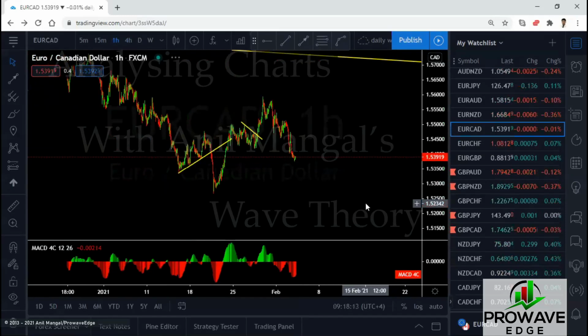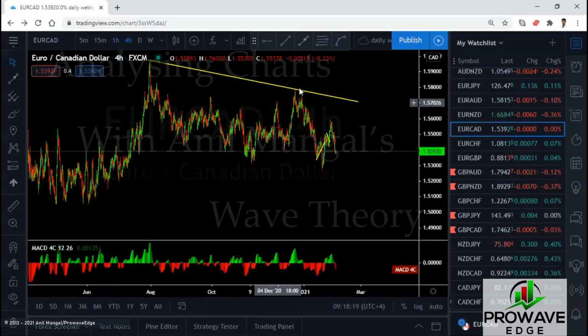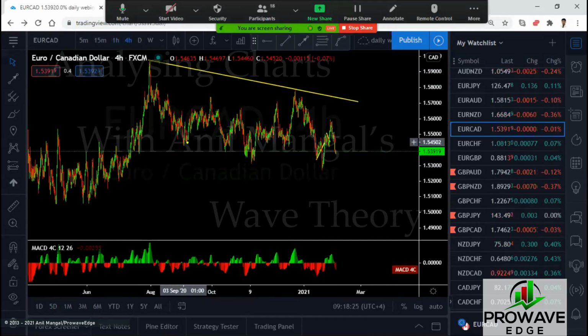EuroCAD. Let's see where we are. It's coming down. I don't see any setup. Now that it's coming down, it will probably retest this low. And we're still in this big consolidation. So when it comes here, we'll probably just wait and see.